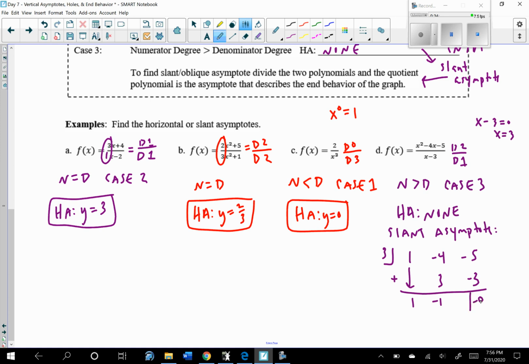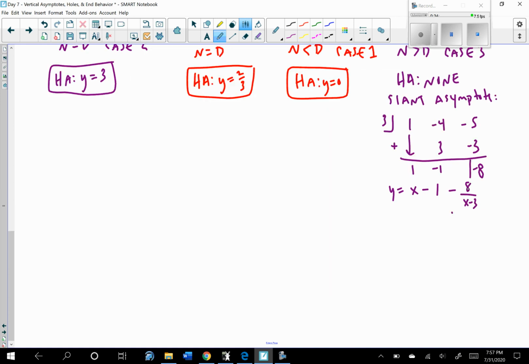That's the remainder. So if this is degree 2, we want to put the x's back in. So this would be y equals x minus 1. And remember, the last number is remainder, so -8 over x minus 3. Now, when you are writing the slant asymptote, that remainder is really small. You don't actually have to write it. So the slant asymptote would be at y is equal to x minus 1. We don't have to write the denominator or the remainder because it's so small.